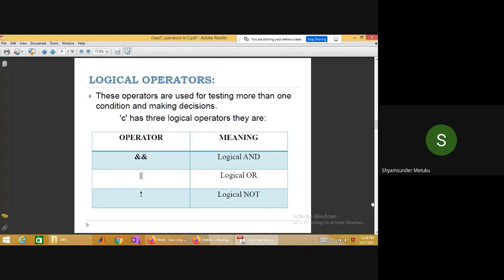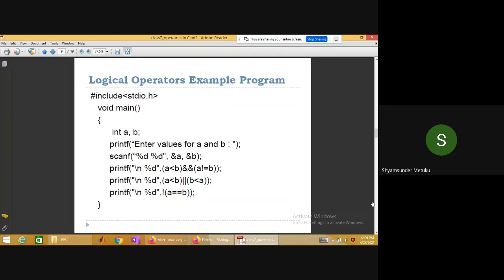Whenever you want to verify that kind of algorithm you want to develop, generally we go for logical operators. It could be OR or AND, or it could be NOT. Later we'll see some of the examples on it, but right now the verification of the logical operators you can see here. So this is an example program.